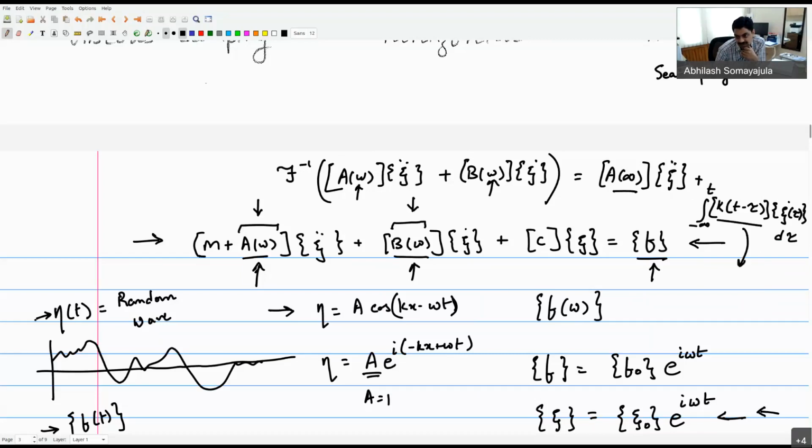Now these K matrices are what are called impulse response functions, or IRFs. These are also sometimes called retardation functions.